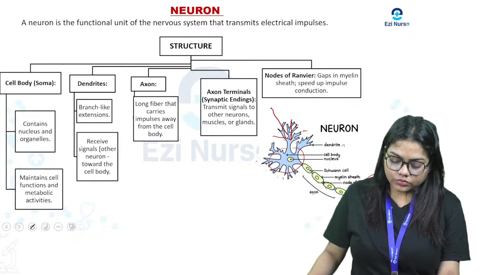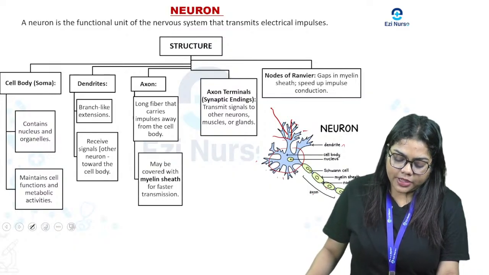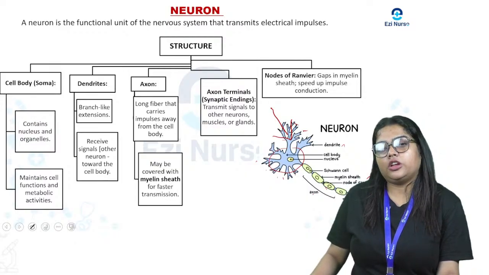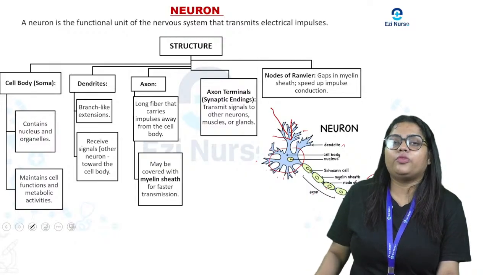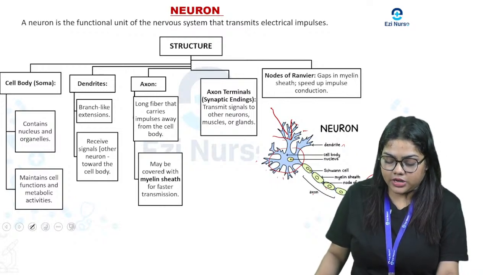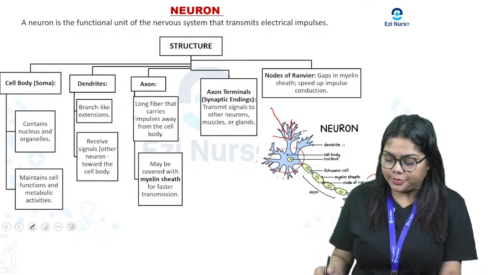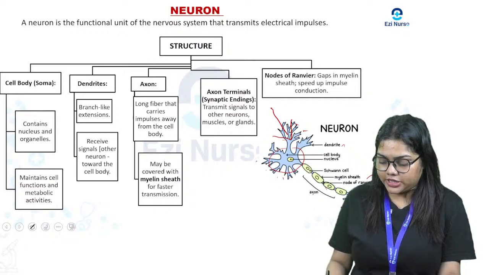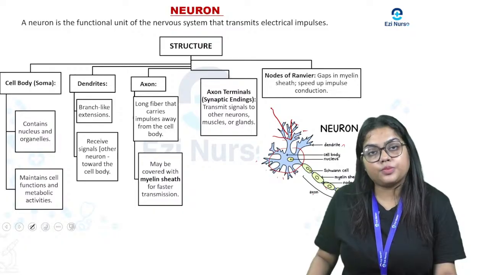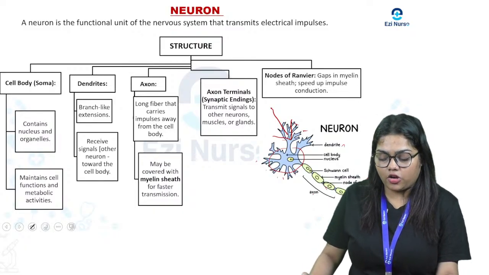Okay, so it may be covered with myelin sheath for faster transmission. It's not obvious that the axon will always be covered with myelin sheath. Okay, then axon terminals, or synaptic endings, these are called synaptic endings. Okay, so this transmits signals to other neurons, muscles, or any kind of glands and organs.